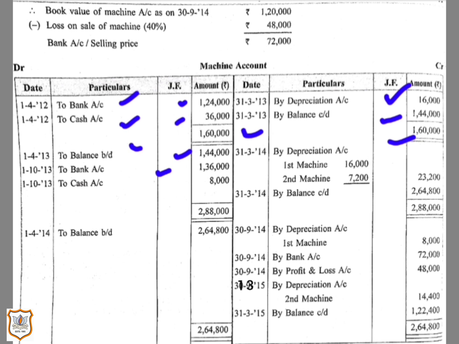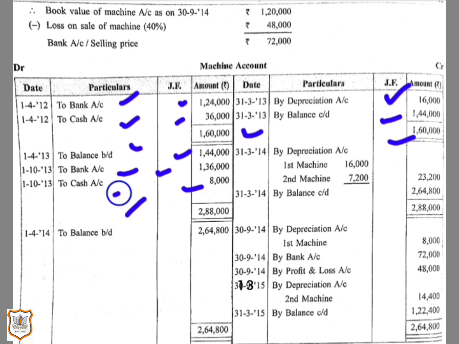Now in the second year, that begins from 1st April 2013 and ends on 31st March 2014, in this year we have purchased another machine at rupees 1,36,000. So again it will be recorded on the debit side of the machine account, that is 1,36,000. In the particular column we will write to bank account. Then 8,000 is installation expense. It will be recorded on the debit side, and here we will write to cash account.